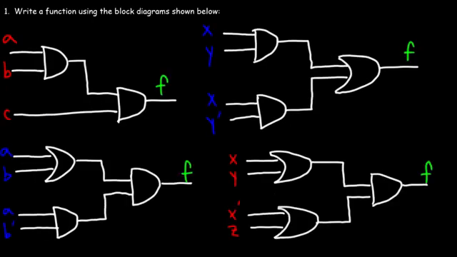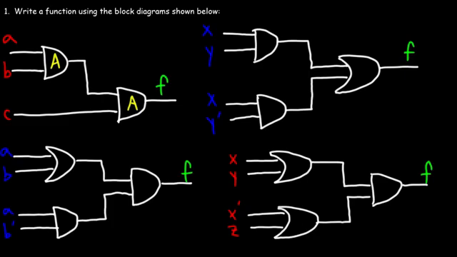One of the first things that you need to be able to do if you're taking a course in Intro to Logic Design is write a function given a block diagram. So let's start with the first one in the upper left corner. The first thing I like to do is identify what type of logic gates I'm dealing with. So this is an AND gate. I'm going to use a capital A to represent it.